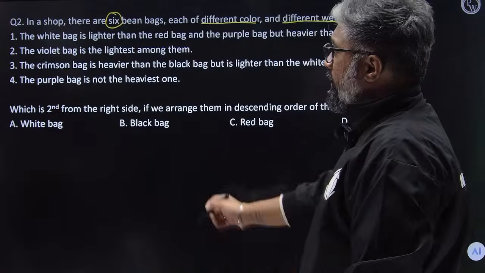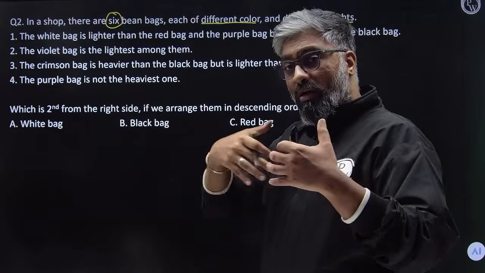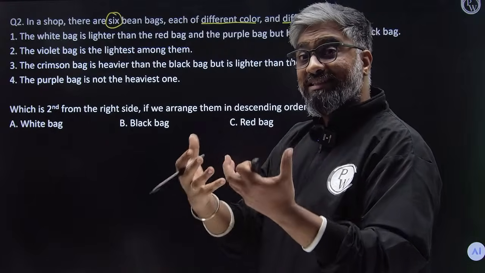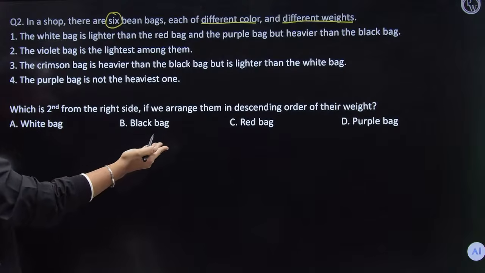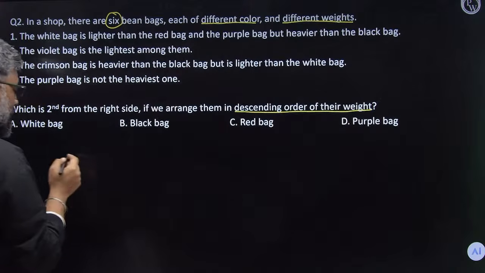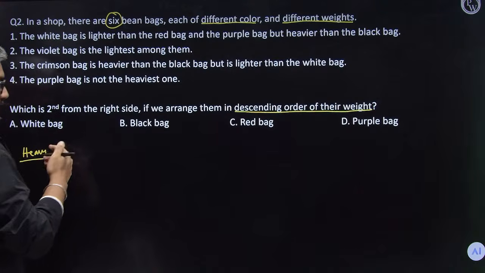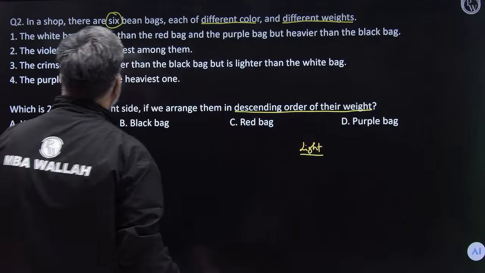They're saying the white bag is lighter. Lighter means on the lighter side, right? It's not heavier than the other one. Yes, the weight is less. So we'll do one thing. We'll try to arrange them as it's given in the question in descending order of their weight. That means heavy will be on this side, and light will be on this side. All right, so what are they saying?